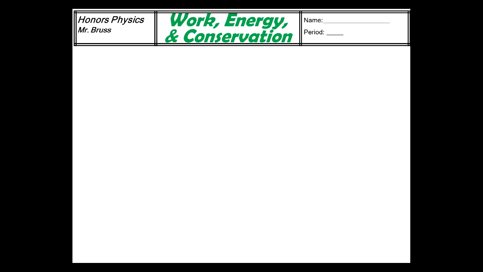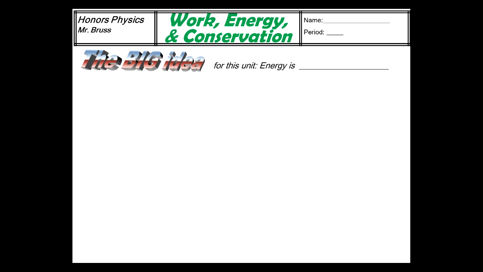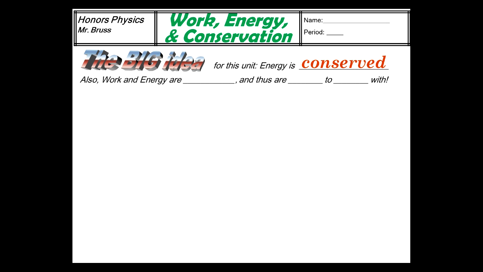Well, as seen from the title, this unit is on work and energy and its conservation. We just got done talking about a conserved quantity, namely momentum. And now we have energy as well. So the big idea as we start out here is that energy is conserved and work and energy are scalars, as opposed to vectors like with momentum.